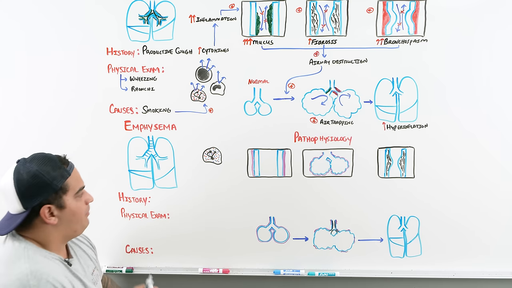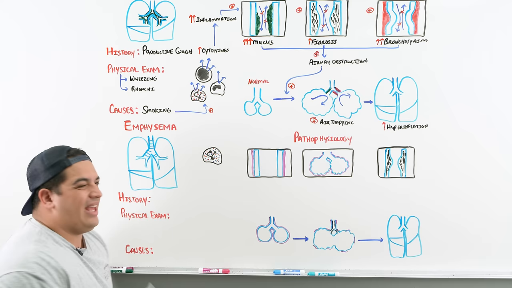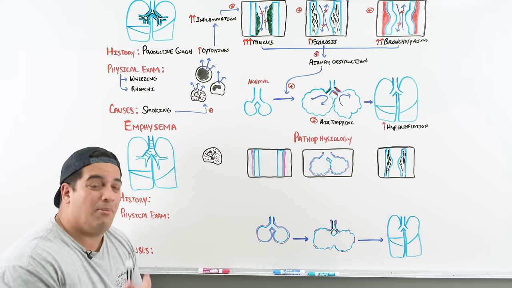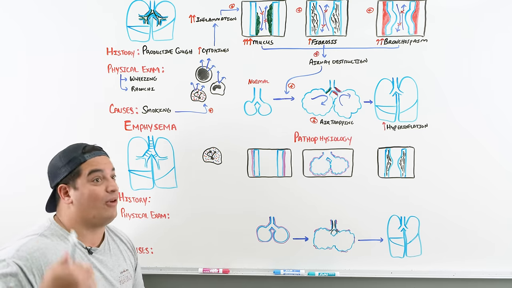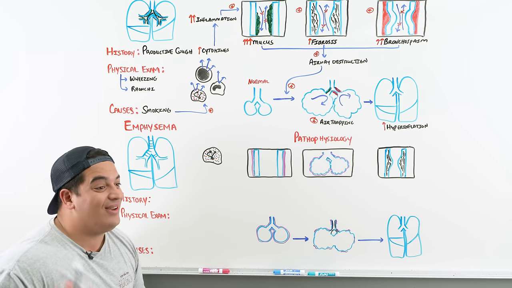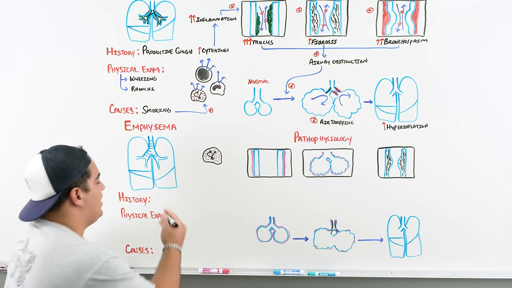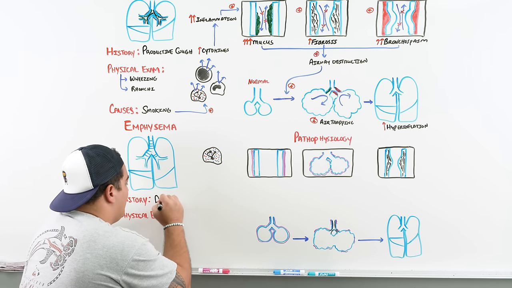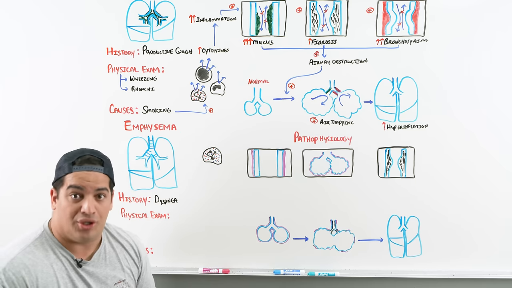Let's talk about emphysema. Emphysema, these patients will not really present with a productive cough. Usually what makes chronic bronchitis very specific is that productive cough for a long time. I'm talking like 3+ months for like 2 consecutive years. Emphysema is way more likely to cause things like dyspnea, and particularly dyspnea on exertion.